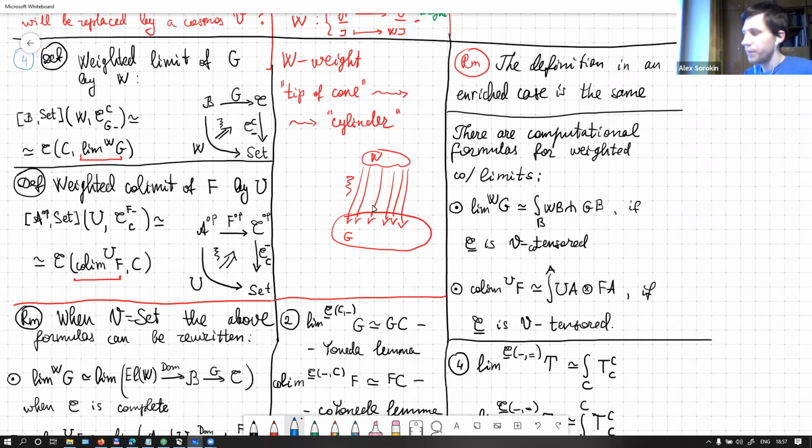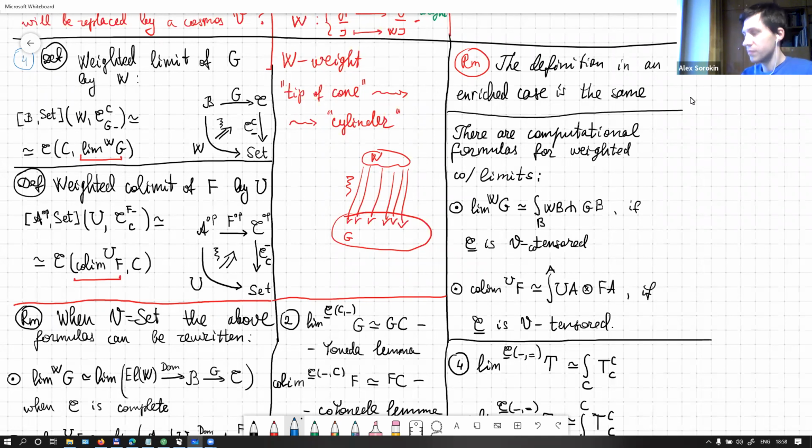You can also remark yourself that the definition I gave is given in set theory, in the setting of Cosmos Set, but it can be equivalently given in any enriched setting, where we will replace Set with an arbitrary Cosmos V, and all our functors and natural transformations are going to be enriched. So this was a remark in the third column.